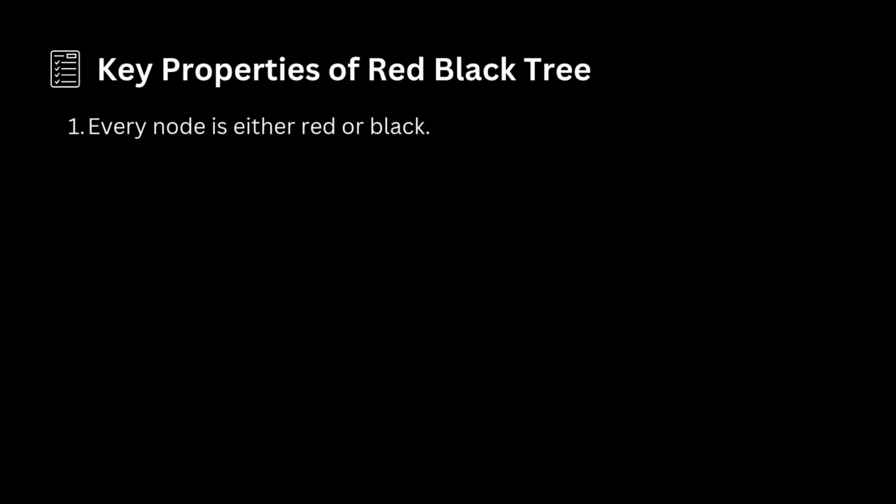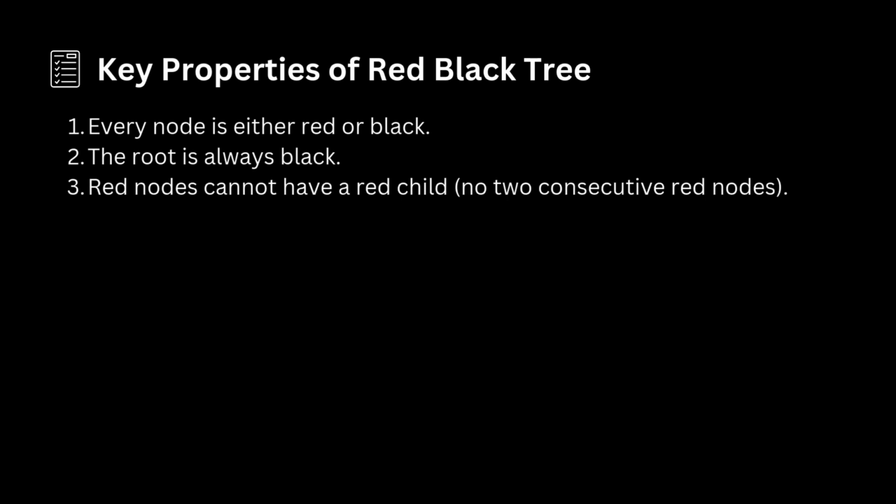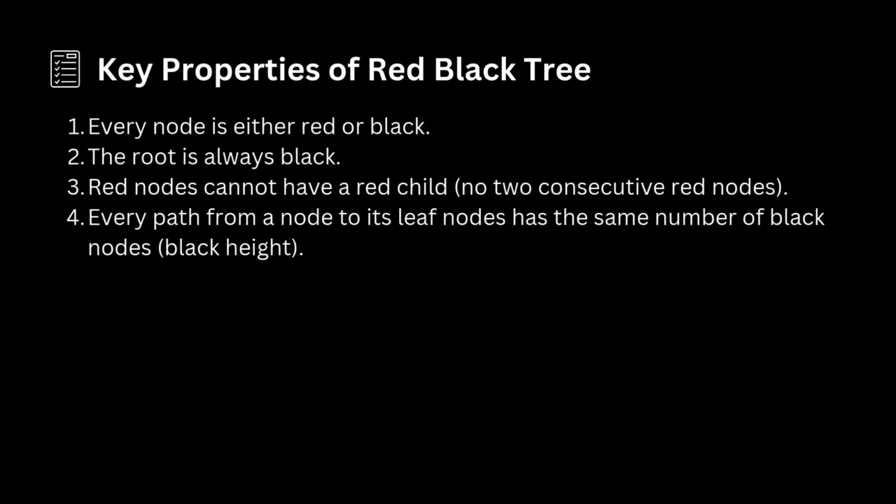Every node is either red or black. The root node is always black. Red nodes cannot have a red child. That is, no two consecutive red nodes. Every path from a node to its leaf nodes has the same number of black nodes. That is the black height. A null or a leaf node is always black.